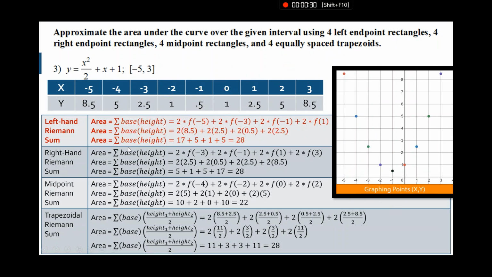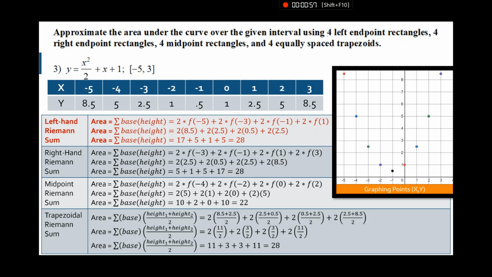and Euler's method. Okay, so here I've got y equals x squared over 2 plus x plus 1 from negative 5 to 3. So that's an equation that looks something like this. If I wanted to estimate the integral using Riemann sums, then what we would be doing is creating a bunch of boxes that we could use to estimate the area.